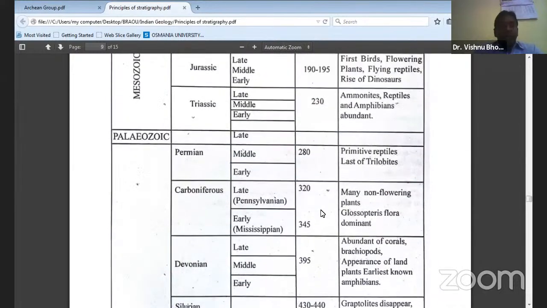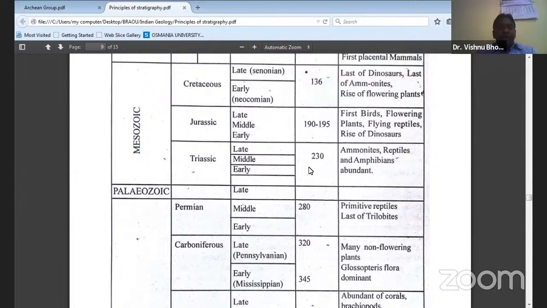Trias. One is early, second one is middle, third one is late. The age is around 280 million years. It has primitive reptiles, and a loss of trilobites.